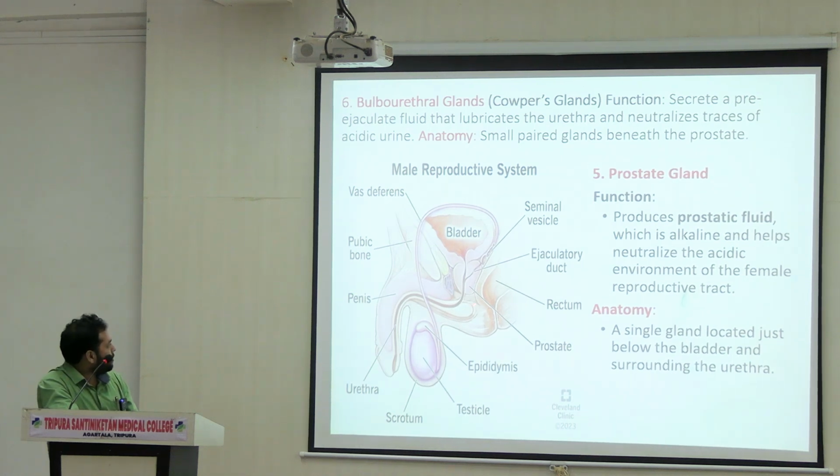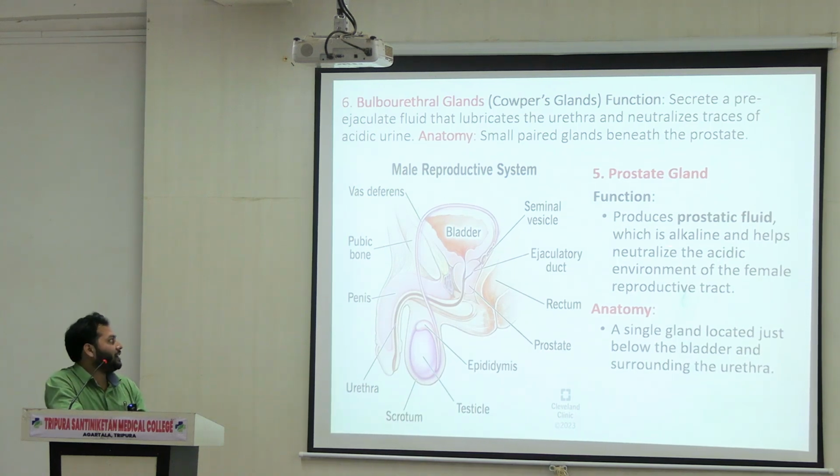Now, the next one is the prostate gland. See here, I have already mentioned that this prostatic fluid, which is alkaline in nature, involves the neutralization of the acidic environment of the female reproductive tract.